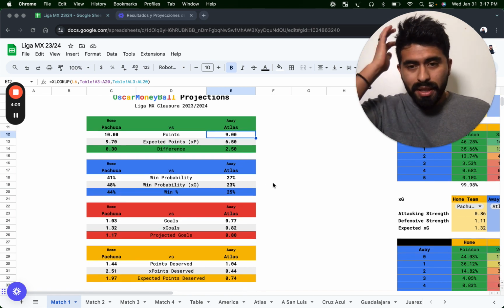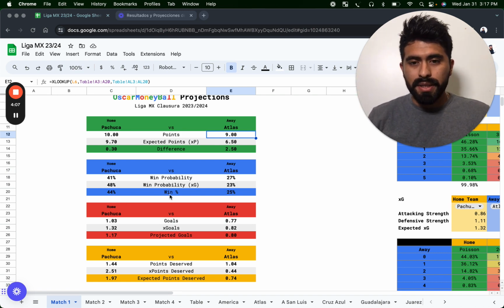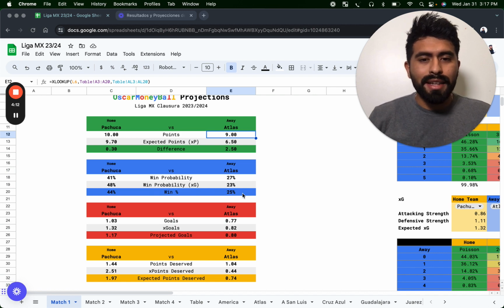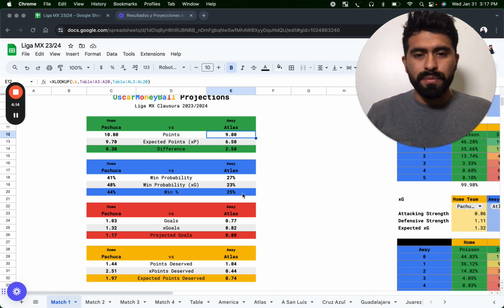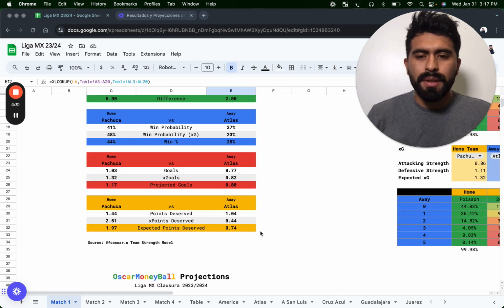The win probability for today, we see that Pachuca has a 44% chance to win today's match based off both my models versus Atlas's 25%. Pachuca expected goals, projected goals, however you guys want to call it. In my simulator, I'm calling it projected goals. We see that Pachuca has 1.17 projected goals versus 0.80 for Atlas.